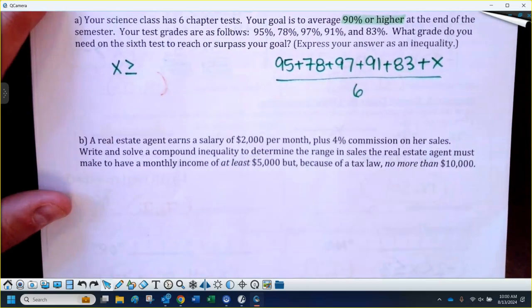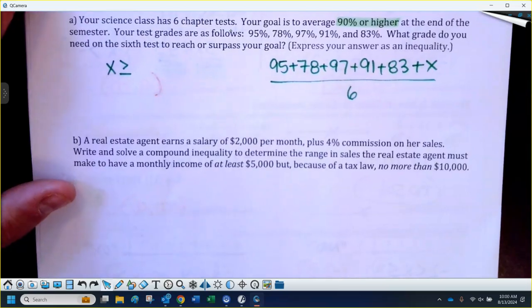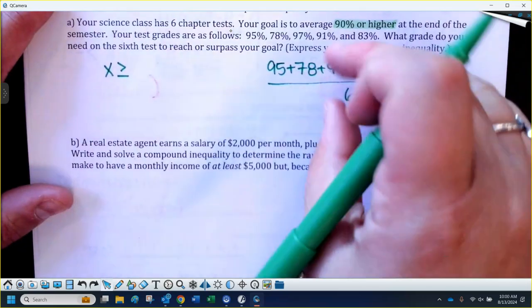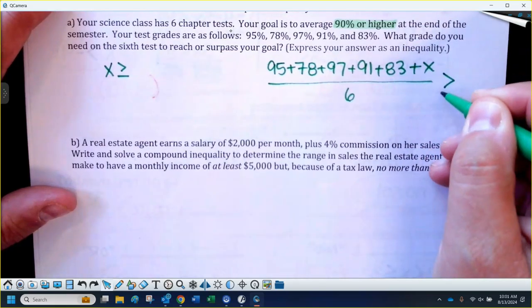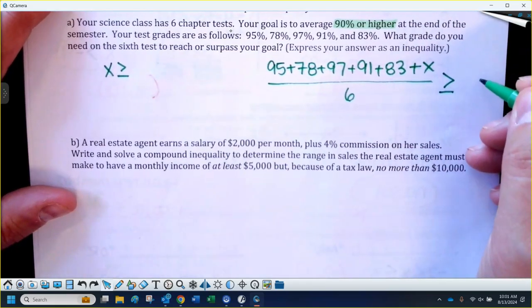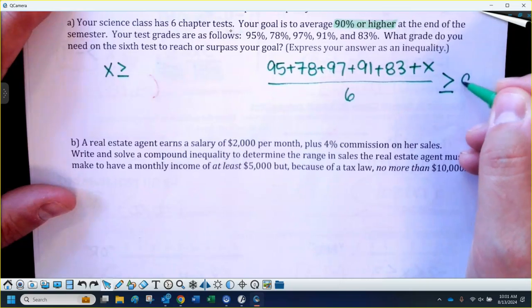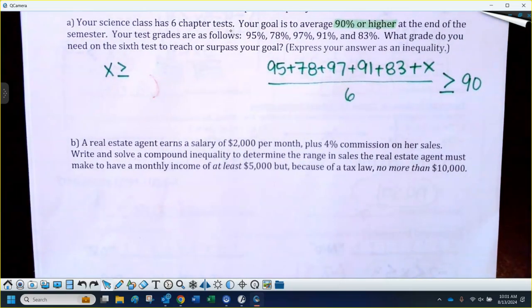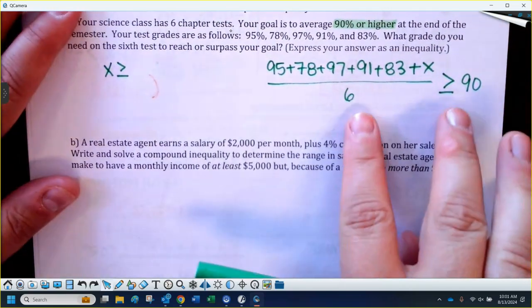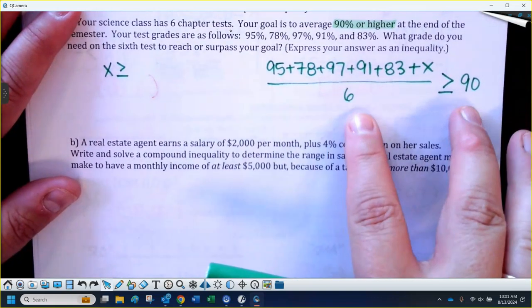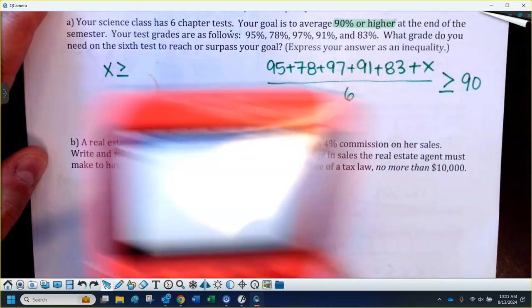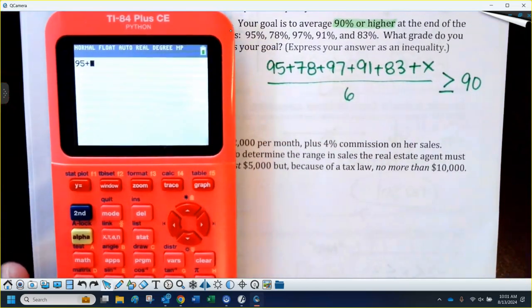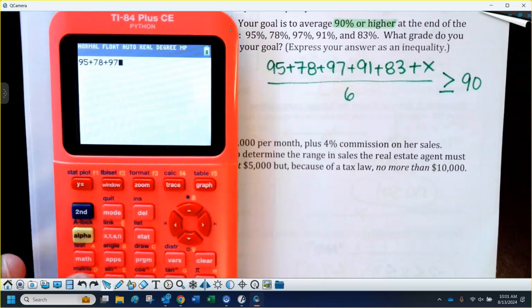Now, I think we were just missing one tiny step. This is going to represent my average, right? So I need this to be greater than or equal to what number? 90. Okay, so we're just going to do one tiny step that I think we missed here. I would just multiply by 6 real quick. And in the same step, let me add up those test scores real quick and see what that is. So I'm just adding up what we already have.